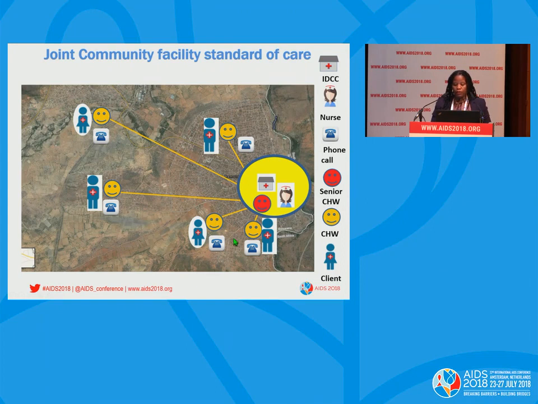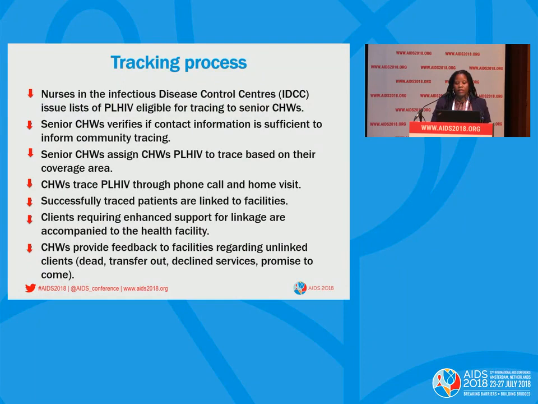So we don't expect to always see them in the facilities. This is how the tracking process happens. The nurses in the IDCC prepare a list of the people living with HIV that are eligible for tracing. They share this list with the senior community health worker, who will then verify whether the contact information is sufficient to inform community tracing.